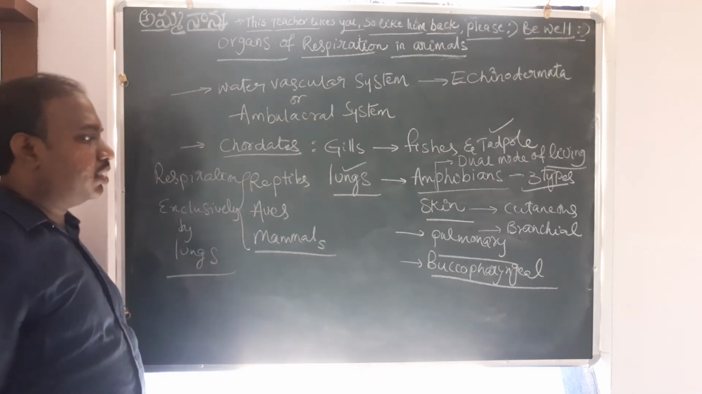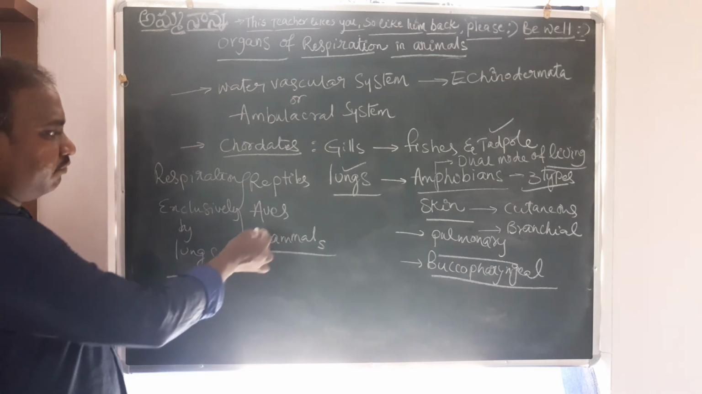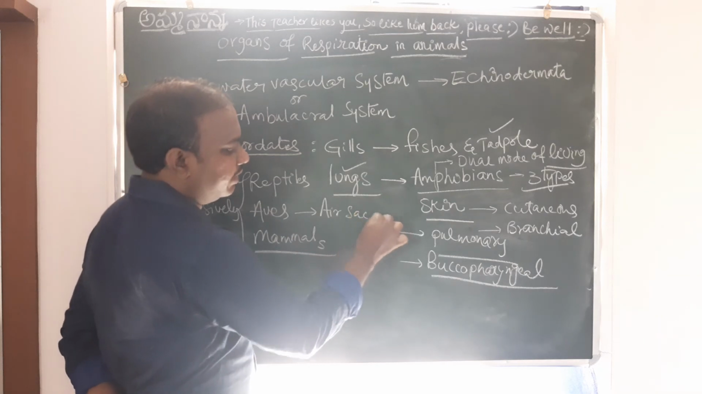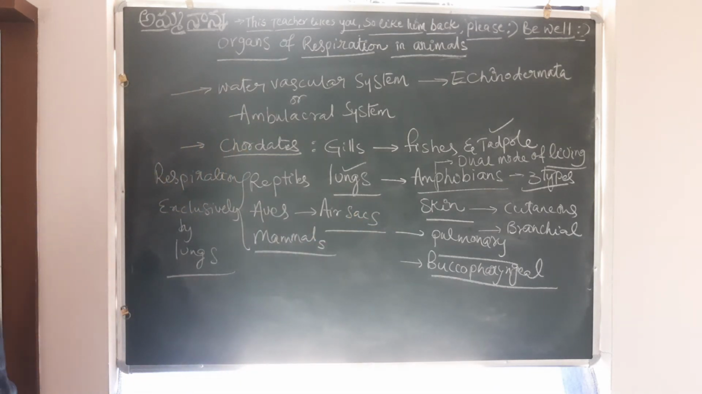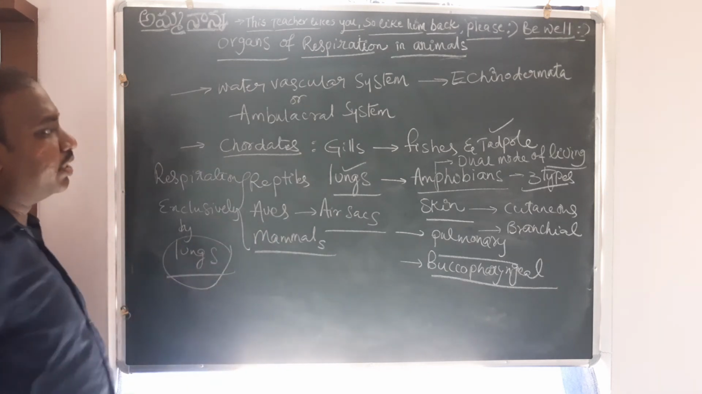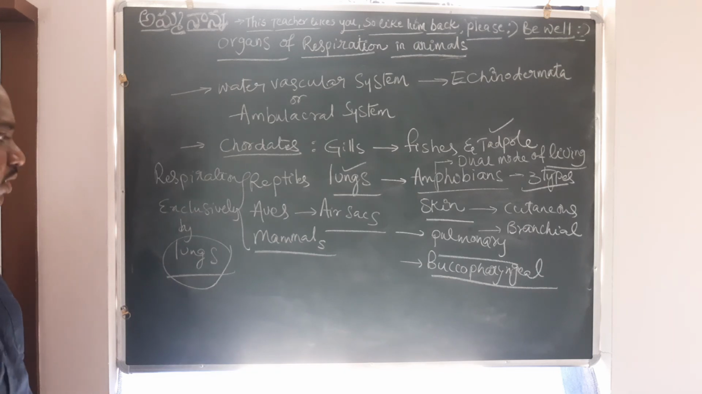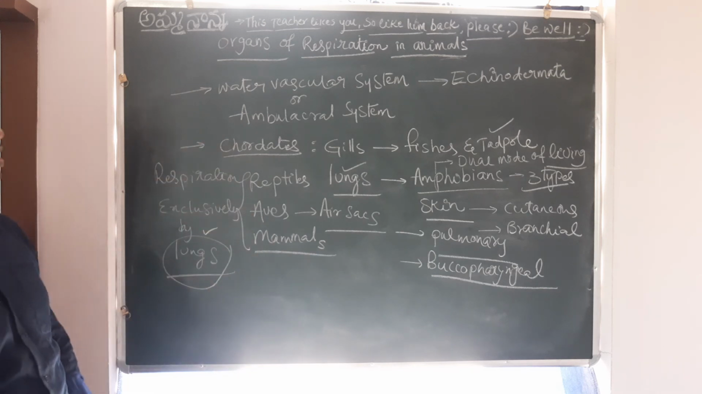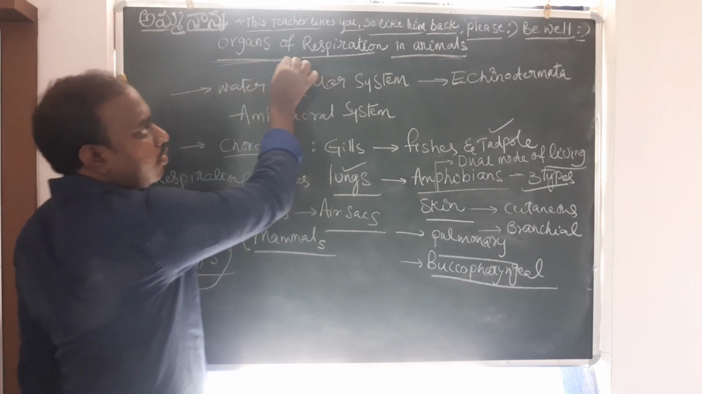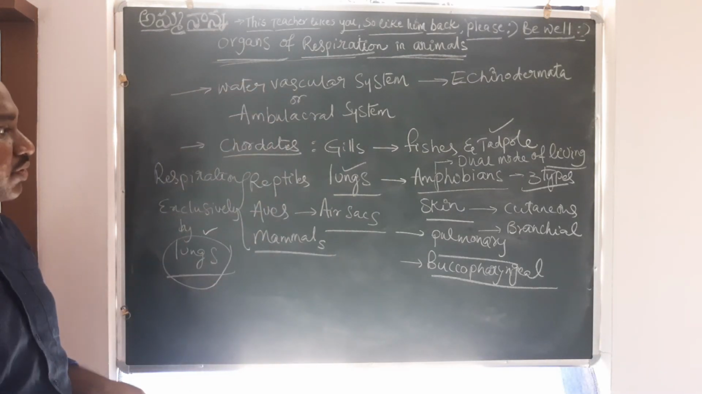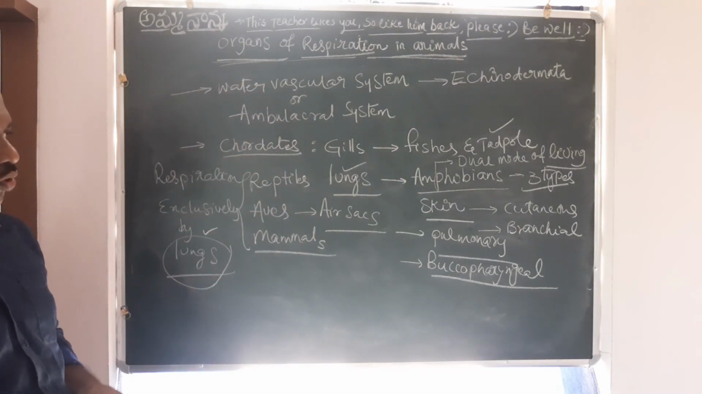There are adaptations. For example, in the case of aves, we have air sacs to lighten their bodies. Adaptations are there, but the primary organs for the exchange of gases in these animals are the lungs. So those are the different kinds of organs of respiration in animals. We have seen the different sets of organs in the animal world.